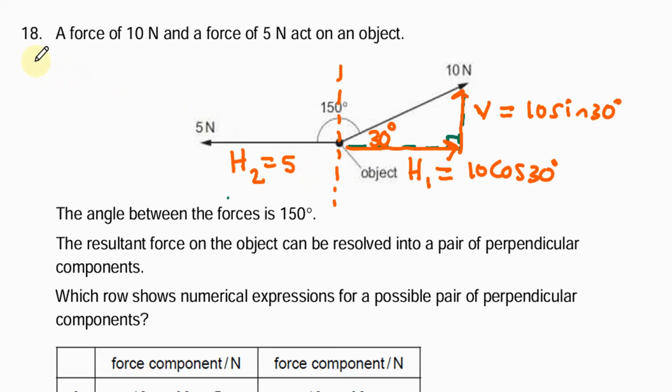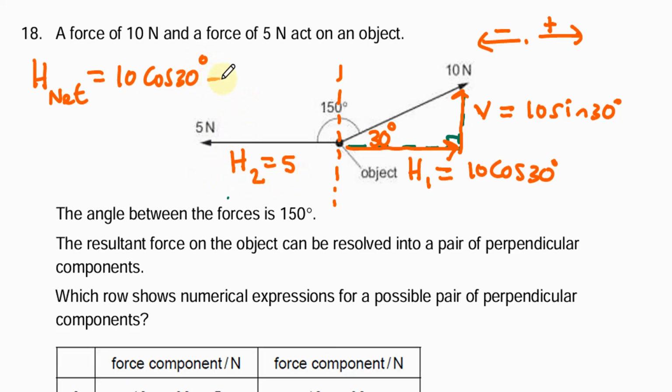Now we can find the net horizontal component. Now, taking to the right as positive and to the left as negative, we can see that H1 and H2 are in the horizontal plane. H1 is to the right. And since H2 is to the left, we have to subtract 5. So we have the net horizontal component and the vertical component as well, 10 sin 30.